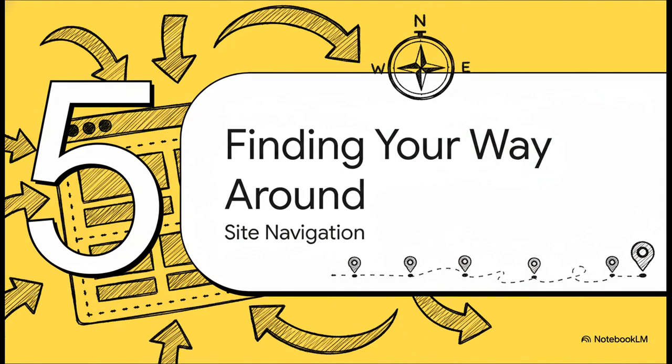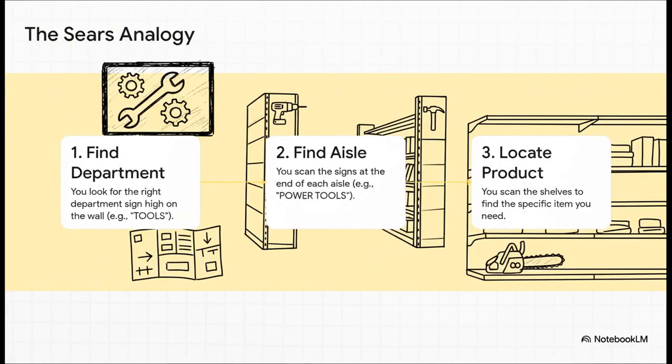Okay, last big topic. Let's talk about the thing that holds the entire website together and keeps people from getting completely lost. Let's talk about navigation. Krug has this amazing analogy for navigation. He says to think about finding something, say a chainsaw, in a big department store like Sears. You don't just wander around, right? No, you look up for the big signs to find the tools department. Then you look at the end of the aisles for power tools. Then you scan the shelves for the chainsaw. It's a hierarchy.